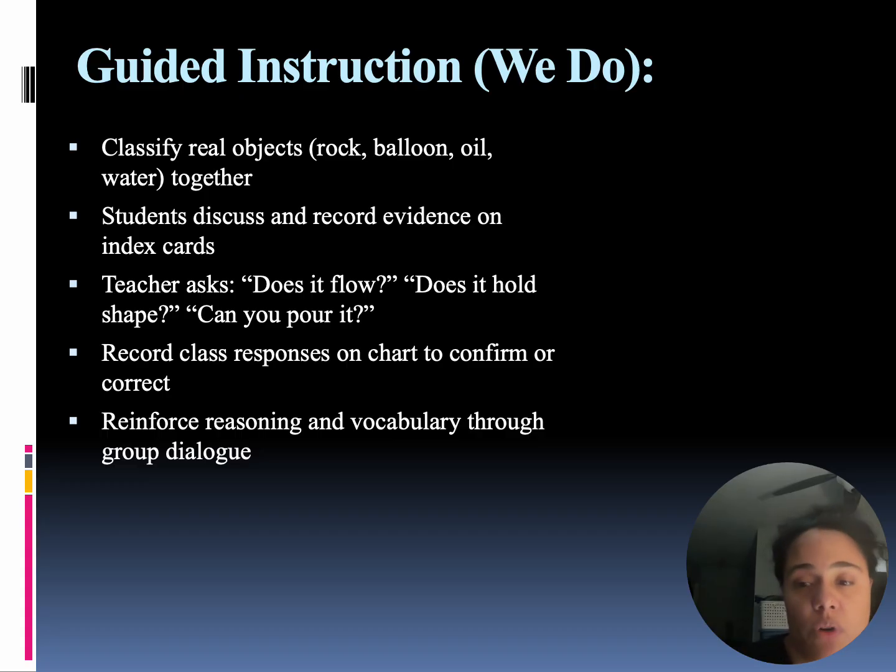We're going to work together and use what we already know in order to classify each item and understand how matter works. I want you to take that rock, cup of water, balloon, and cup of oil, and write down the characteristics that you see from those items. Does it hold shape? Does it flow? Does it feel hard? Does it feel wet? Take some time and think about what these items can do.